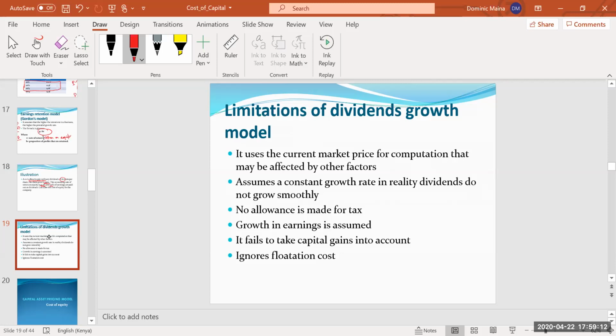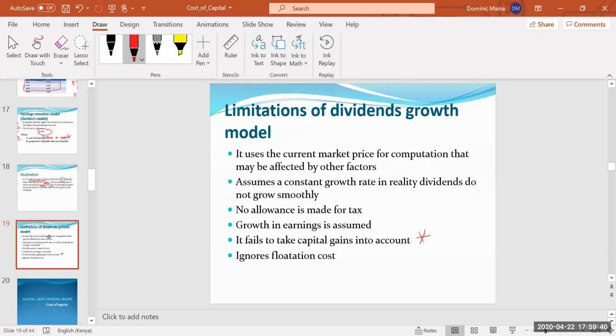Then growth in earnings is assumed, and if you take into account the capital gains to be earned, even though we did defend this point, it's still an assumption. We had to assume that this particular company does not close down, does not go into bankruptcy, so it makes no sense to include the capital gains. Why? Because the underlying fundamentals of that equity share remain as they were, irrespective of whether the share changes from one investor to another.